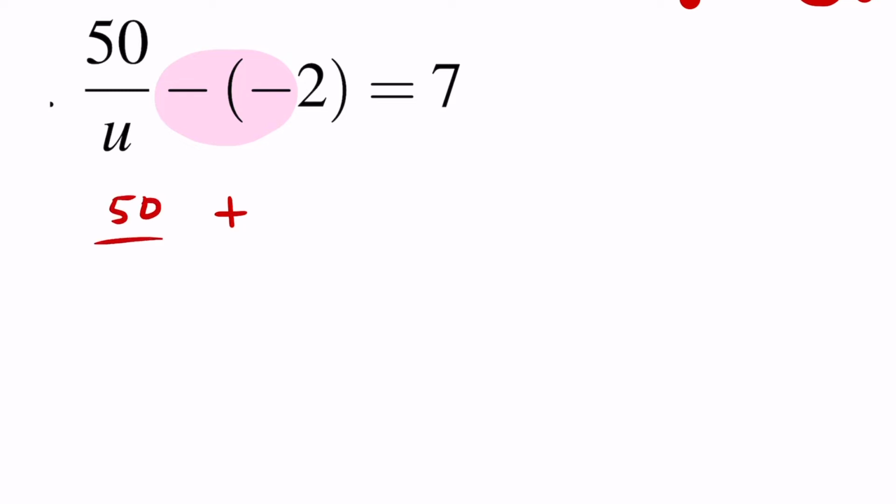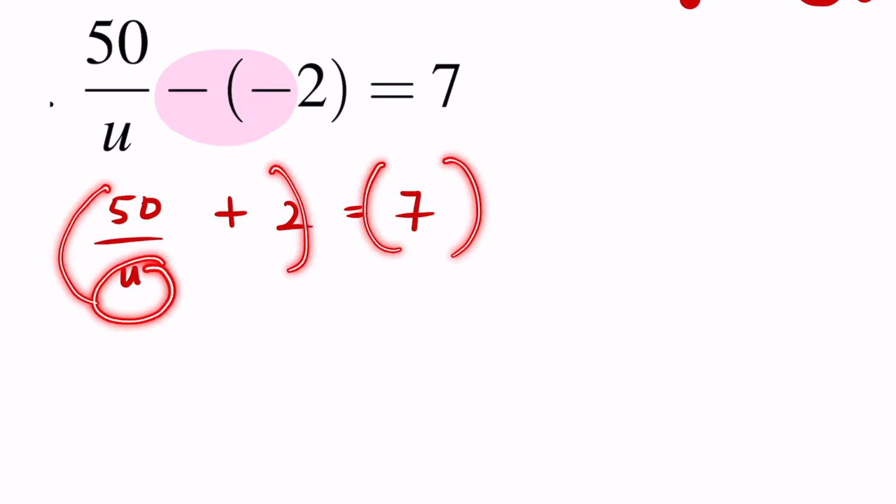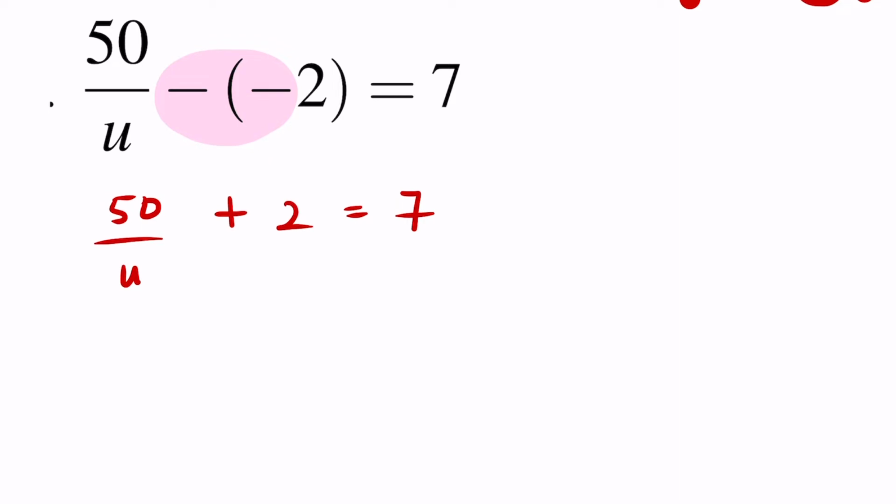Okay, so you end up with 50 divided by u plus 2 equals 7. Now a lot of you might want to do this first, get rid of the u. Don't do that. You need to move the 2 first. Remember, add or subtract before dividing or multiplying. So how do I do that? I get rid of the 2 by putting the reciprocal or opposite operation. So if it's plus 2, I add minus 2, and I do the same for the other side.